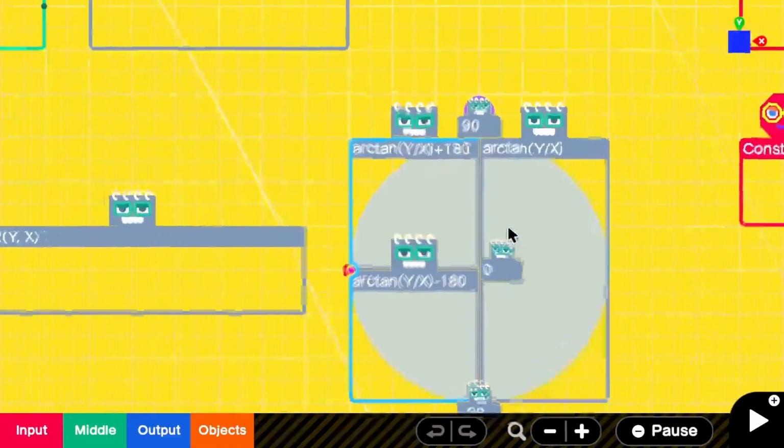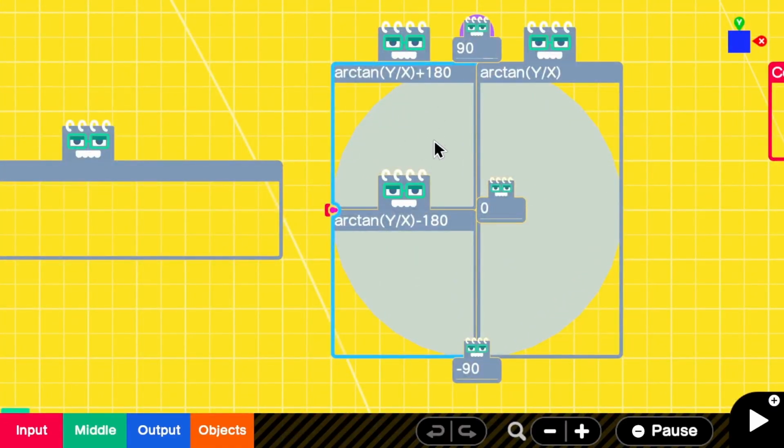Now, if your input is somewhere here, so basically if your x is negative and your y is positive, the output will be arctan y over x plus 180. If your x input is negative and your y input is also negative, then the output will be arctan y over x minus 180. Then if your input is exactly here on this line, it's going to be 90, and here is going to be negative 90.